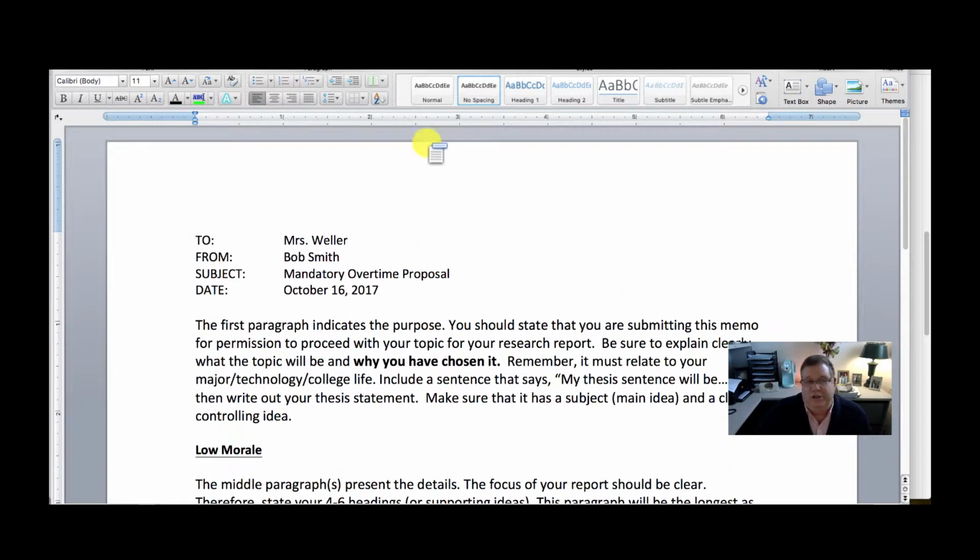So you'll notice, because this is a memo, you have a to, from, subject, and date. Everybody should have this information in his or her proposal memo. You will be saying Dr. Cook, and you will be putting your name in there. The subject is whatever it is that you're arguing, and of course you're going to put in today's date.